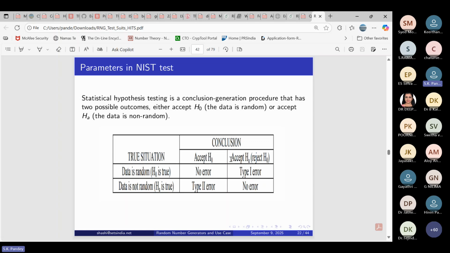Similarly, if data is not random and the alternative hypothesis is true, meaning I am accepting the alternative which says the data is not random, then there is no error. But the reverse case is that data is not random, but the null hypothesis comes out to be true, then this is called type 2 error. So the no error cases are fine, but what are these two, type 1 and type 2 errors? Because based on these two classes of errors, the NIST parameters have been defined.